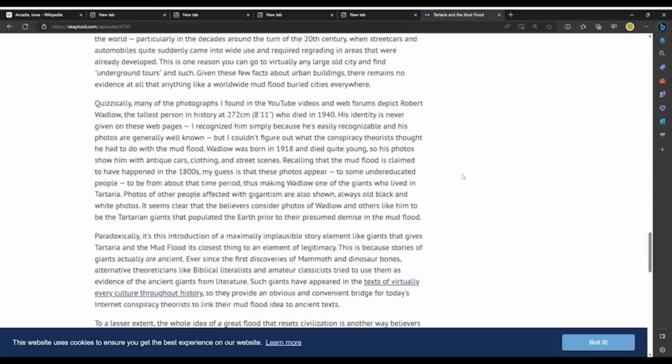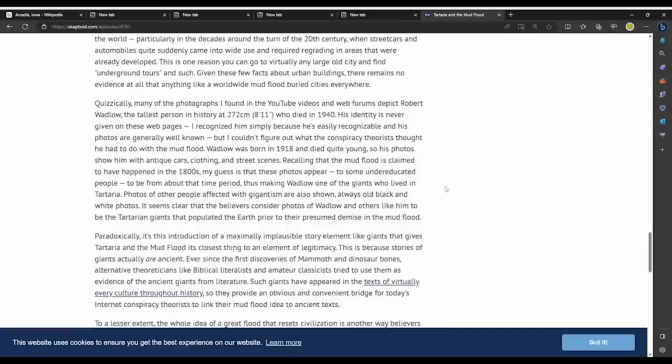Now this gets better. Quizzically, interesting word there, many of the photographs I found in the YouTube videos and web forums depict Robert Wadlow. Yeah, we depicted him in an earlier video last week, didn't we? The tallest person in history at 272 centimeters, 8 feet 11, who died in 1940. His identity is never given on these web pages. I recognized him simply because he's easily recognizable and his photos are generally well known. But I couldn't figure out what the conspiracy theorists thought he had to do with the mud flood.